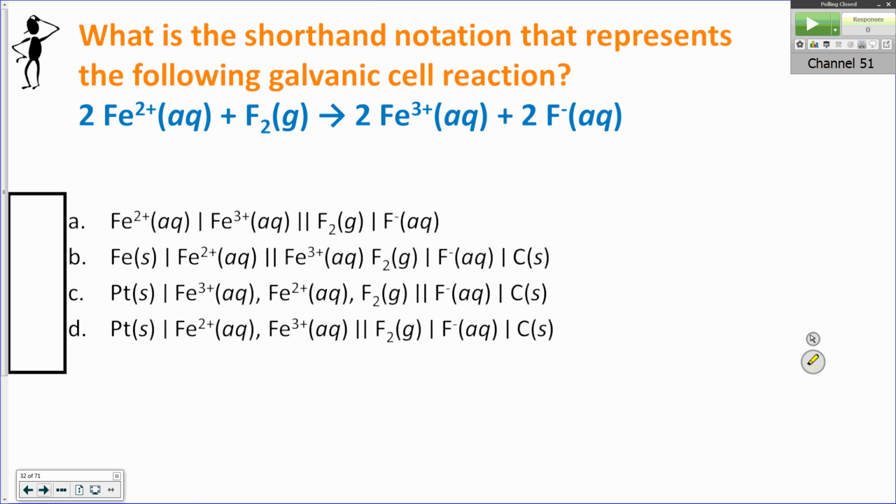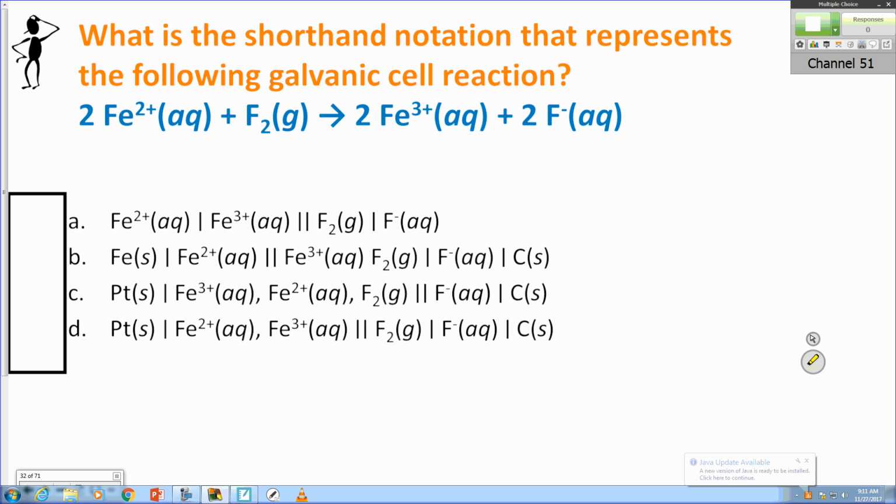Okay, so I want to know which one would describe this cell. Just as a hint, you've got to figure out who's being oxidized and who's being reduced. Which one goes on the left? Which one goes on the right?